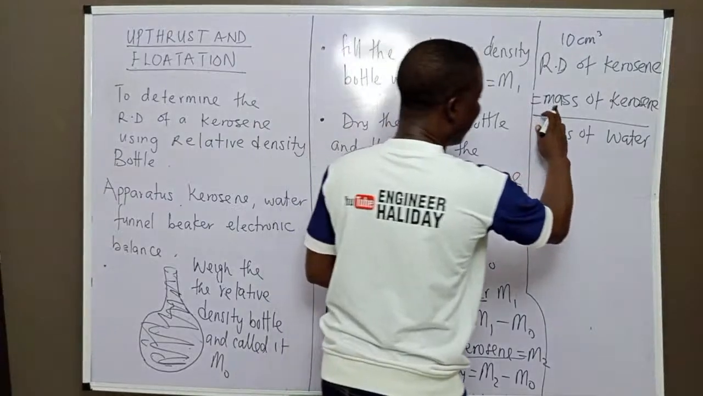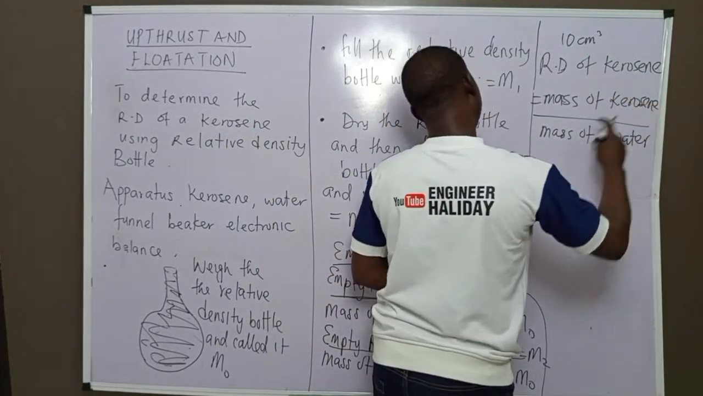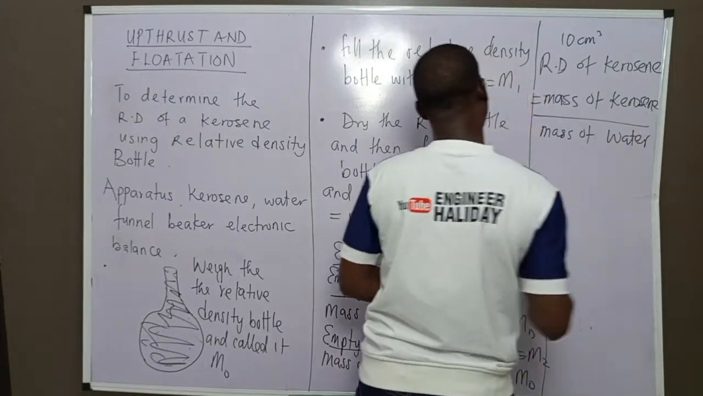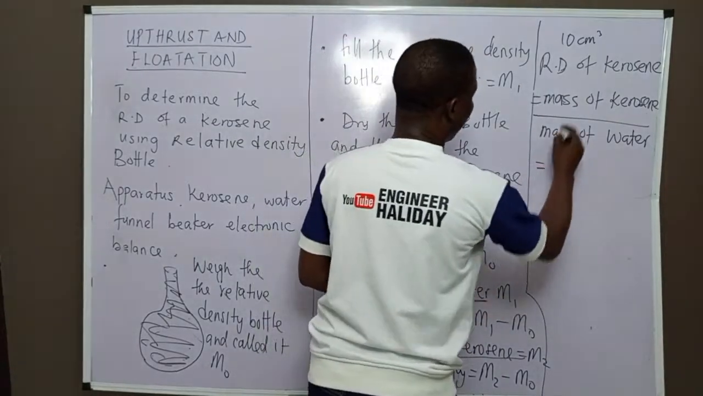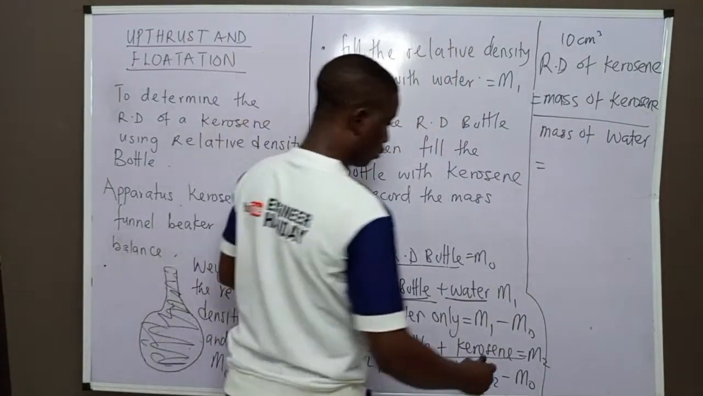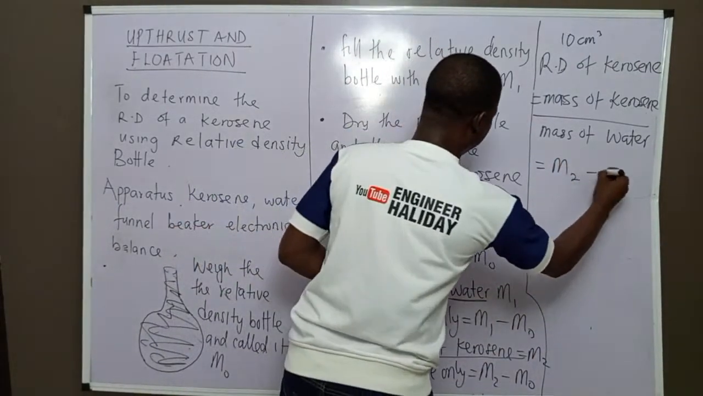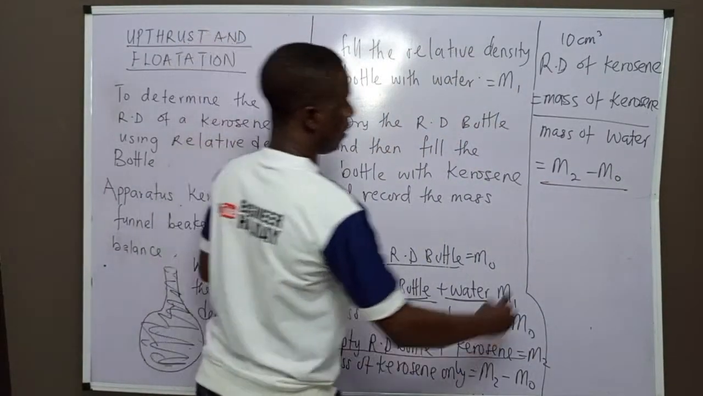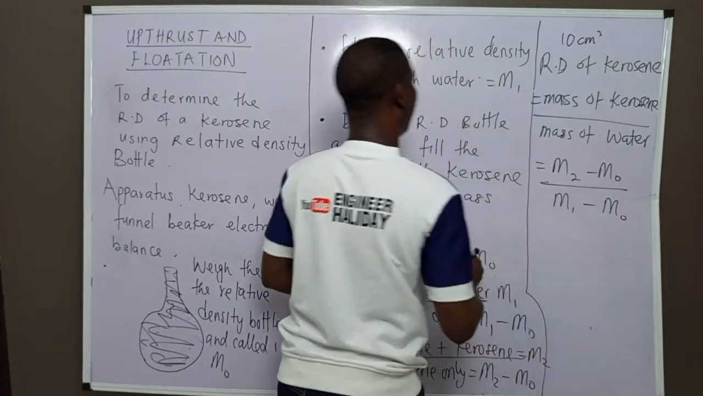So mass of 10 centimeter cube of kerosene over mass of 10 centimeter cube of water. That is another definition for relative density. So what is the mass of kerosene now? We are going to have M2 minus M naught all over M1 minus M naught. That gives us relative density.